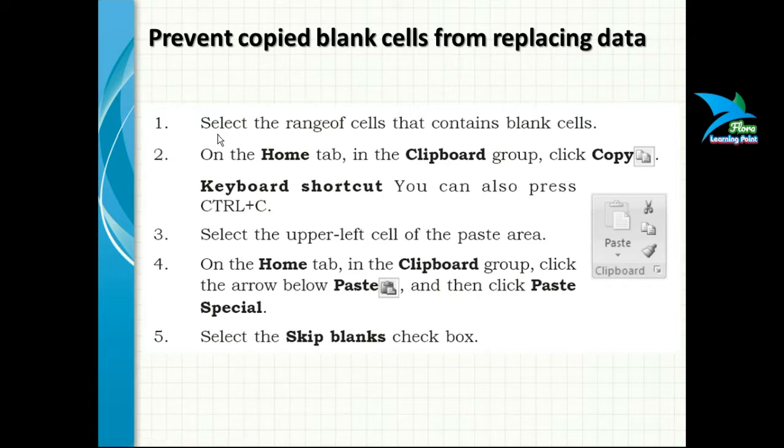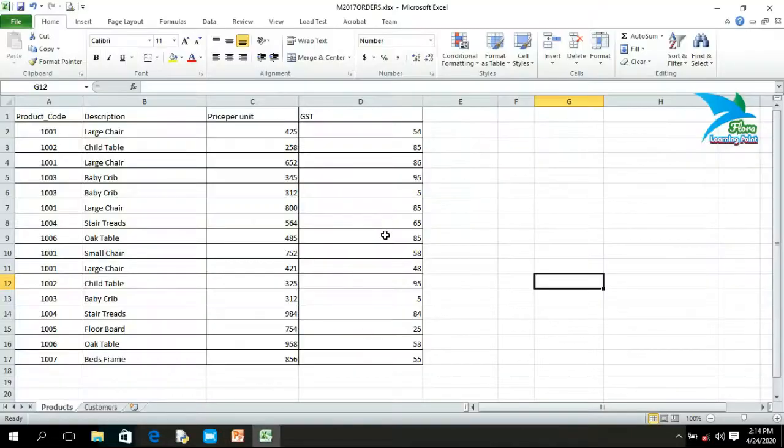That means if you are copying a range of multiple cells and some cells do not have values, that means they are blank cells, and you want to skip those cells when you paste to the destination, then you can do this using a special option available in paste special, that is skip blanks. So let's get started.